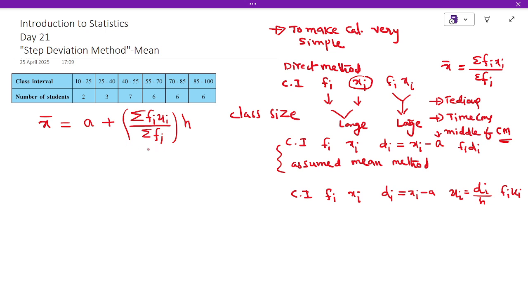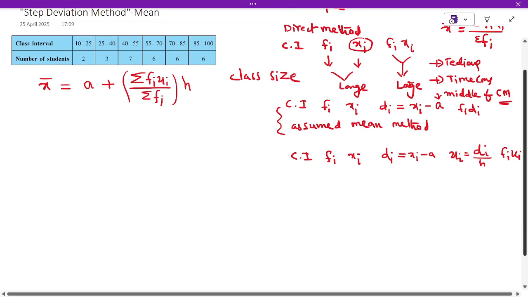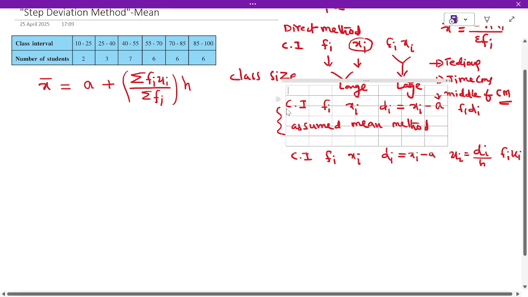Let me show you clearly how we can do this. Let us take the table. Let me insert the table. Okay, so bring the table here.